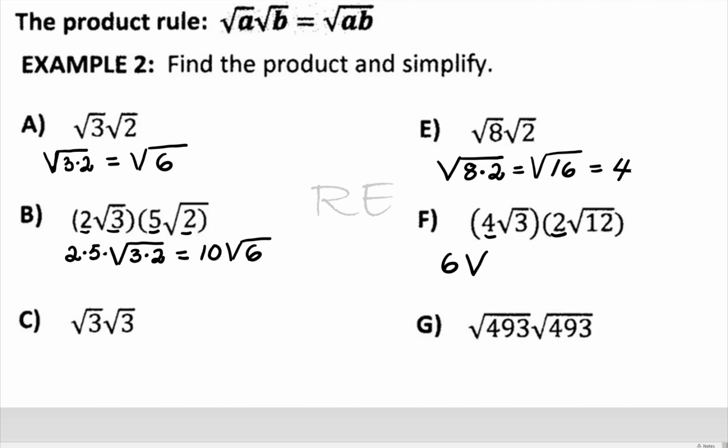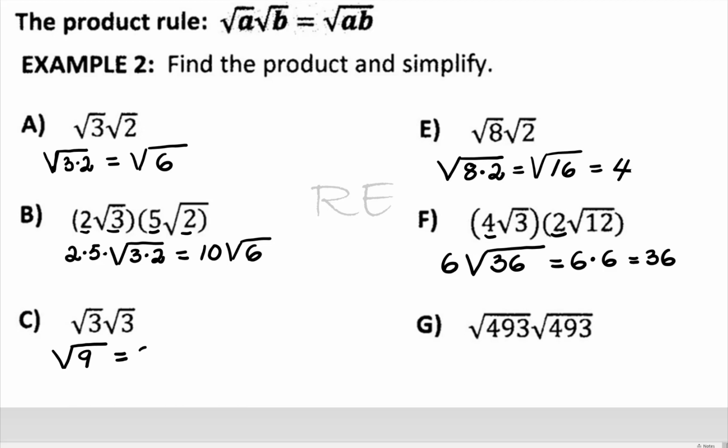4 times 2 is 6. 3 times 12 is 36. 6 square root of 36. 6 and square root of 36 is 6. And 6 times 6 is 36. The answer is 36.